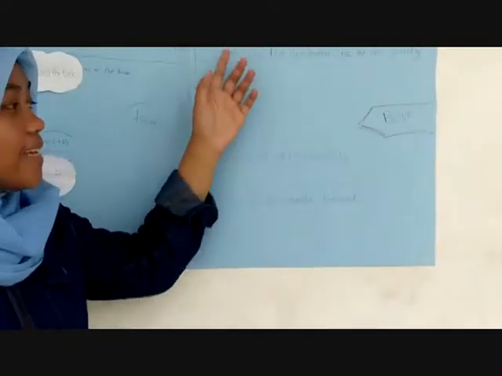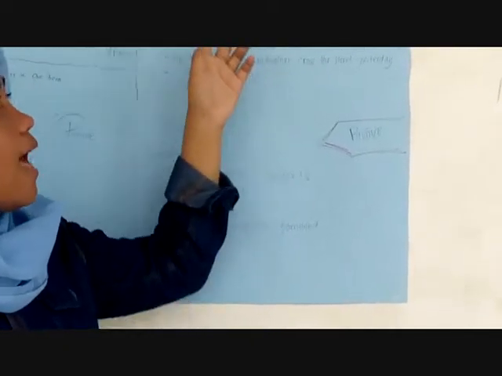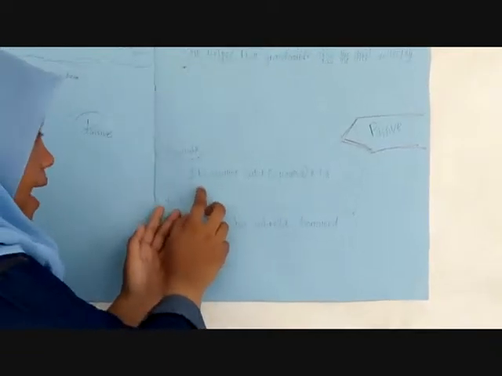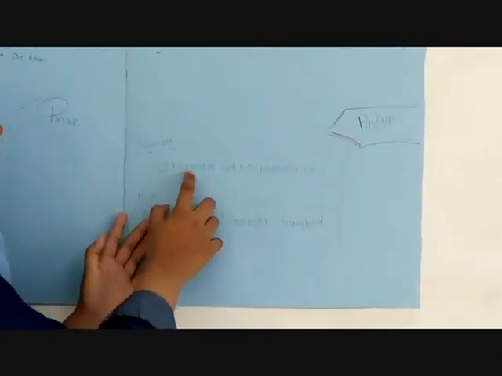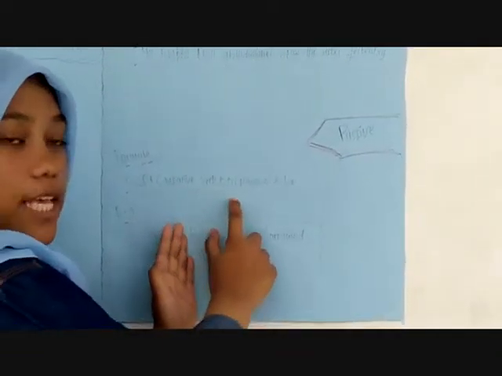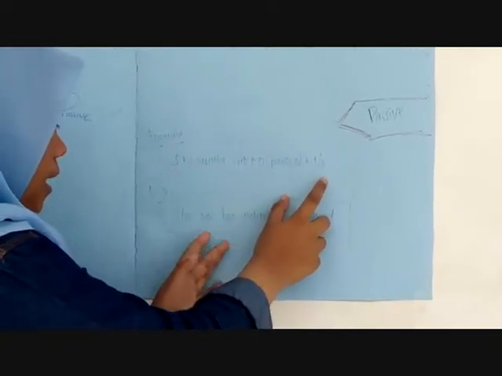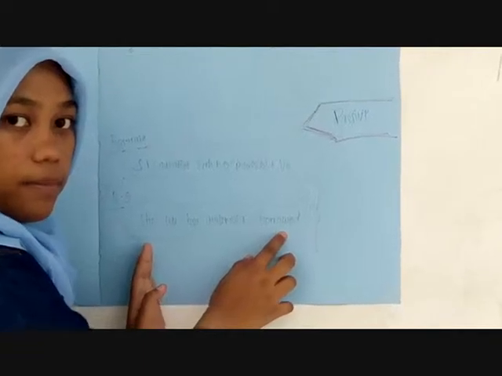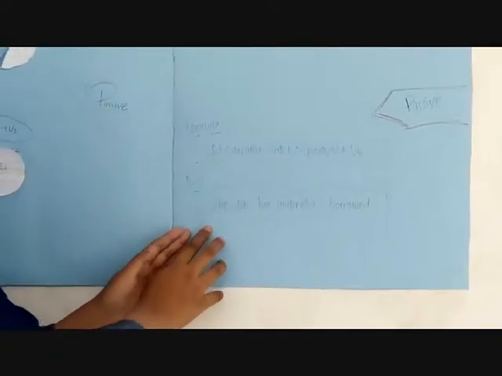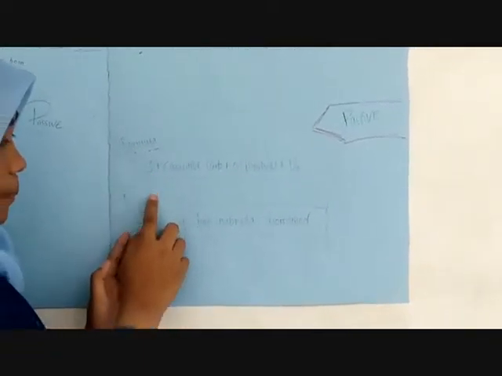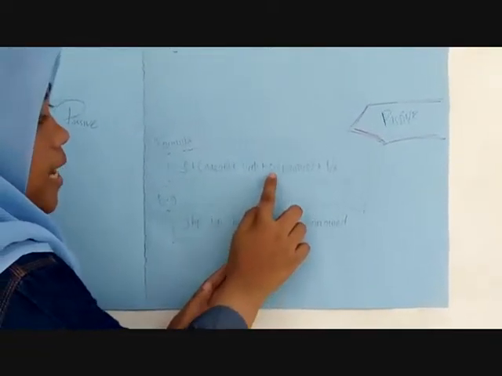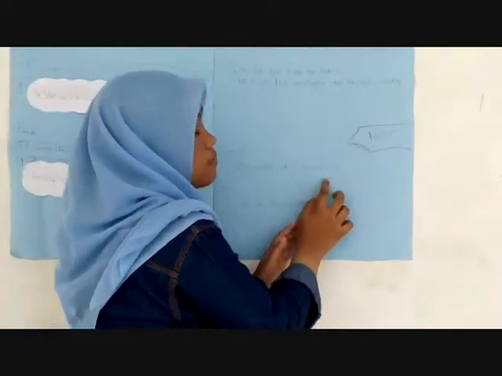Guys, just let and help have passive forms. The formula of let is subject plus causative verb plus object as passive plus verb 3. And the example is, she lets her umbrella borrowed. I will analyze this example. She is the subject, lets is the causative verb, her umbrella is the object as passive, borrowed is verb 3.